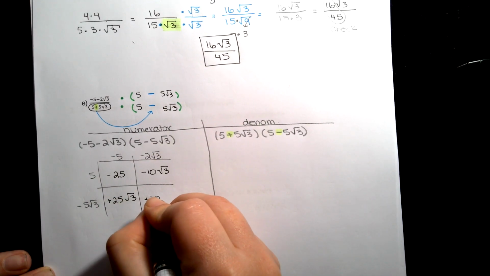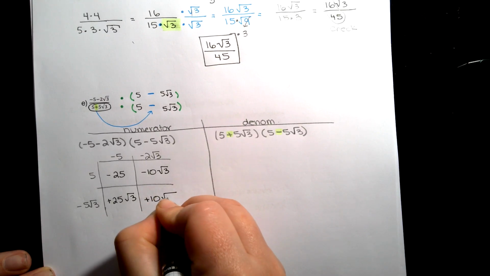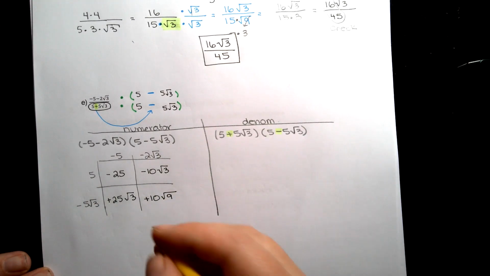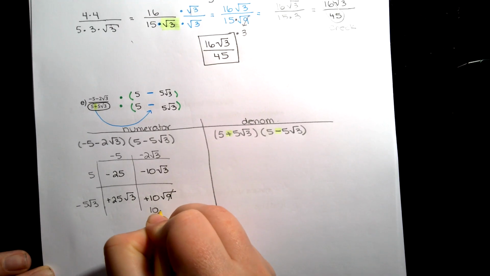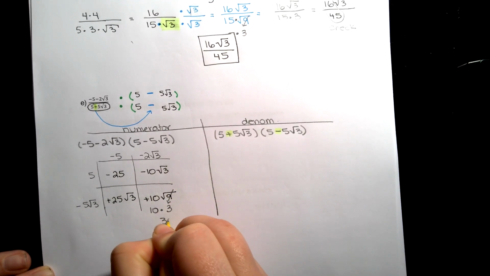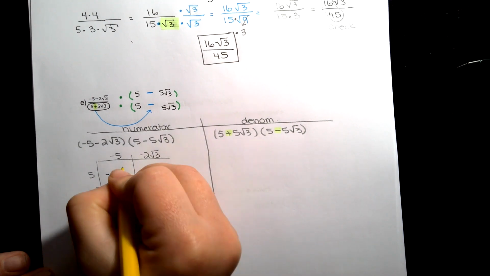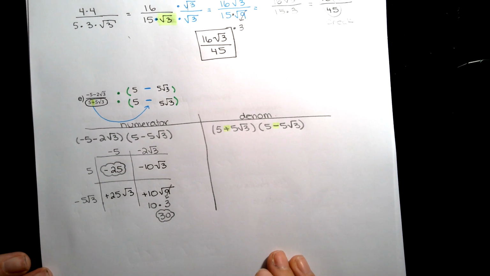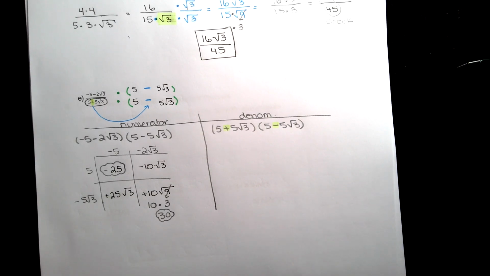Now be careful here because now we have an inside with an inside. We have 3 times 3, which is 9. Yes, you have to simplify, which ends up getting 10 times 3, which ends up giving us 30. Now this 30 and this negative 25 need to be grouped together. So be careful here.